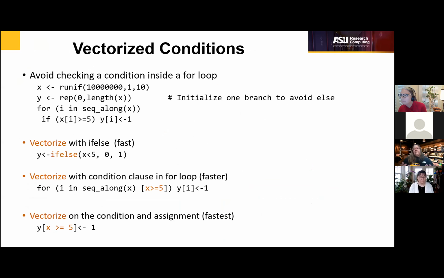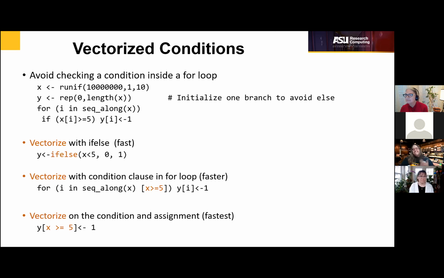Another thing to keep in mind is vectorized conditions. Like Jacalyn mentioned, sometimes for loops can work, but it's really good to understand not to grow within a for loop. If you're checking a condition inside a for loop, you can really slow down your time. But if you can vectorize with an if-else, you get a little bit of a speed up. If you can vectorize the condition clause within the for loop, which is something that Katia also just told me about recently, you get an even better speed up. But the fastest approach of the ones we've demonstrated is if you vectorize on the condition and the assignment, you can have an incredible speed up compared to the others.